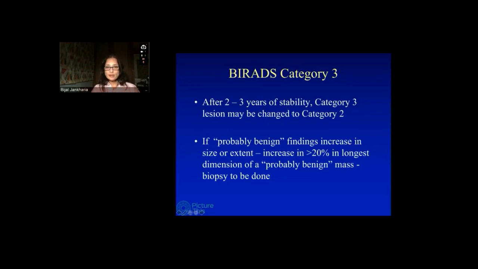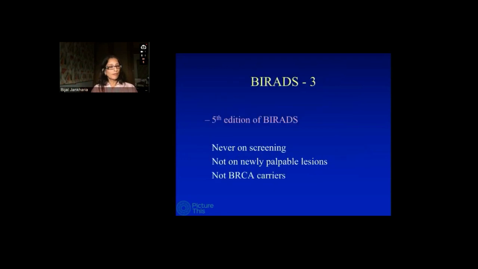After 2 to 3 years of stability, the patient can't remain in BI-RADS 3 forever. The lesion may be changed to BI-RADS 2. But if the probably benign findings change, for example, the longest dimension of a probably benign mass increases by 20%, then we would push it to BI-RADS category 4 and advise a biopsy.